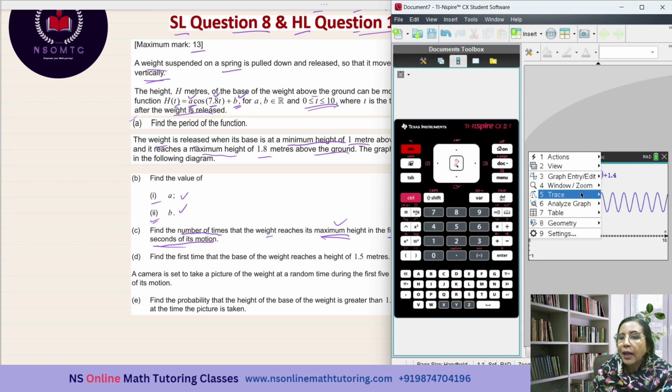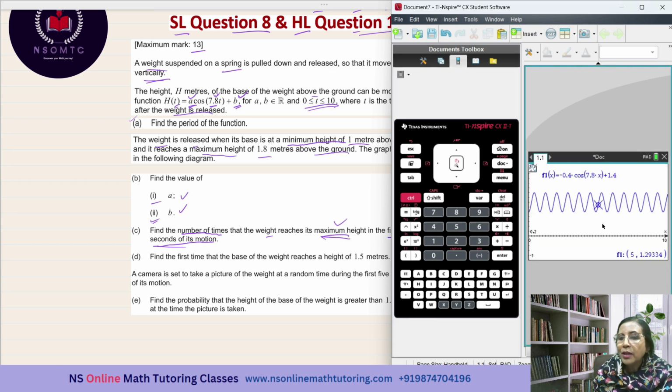Otherwise, I could have just taken the trace and gone to graph trace, and somehow it's got to x equal to 5. So x equal to 5, t equal to 5, and I am seeing the number of times it is reaching the maximum before t equal to 5 seconds is 1, 2, 3, 4, 5, 6. 6 times, just by counting the number of peaks that we are having before x equal to 5. Seeing the answer as 6 means the number of times is equal to 6, I think it will be a bit risky.